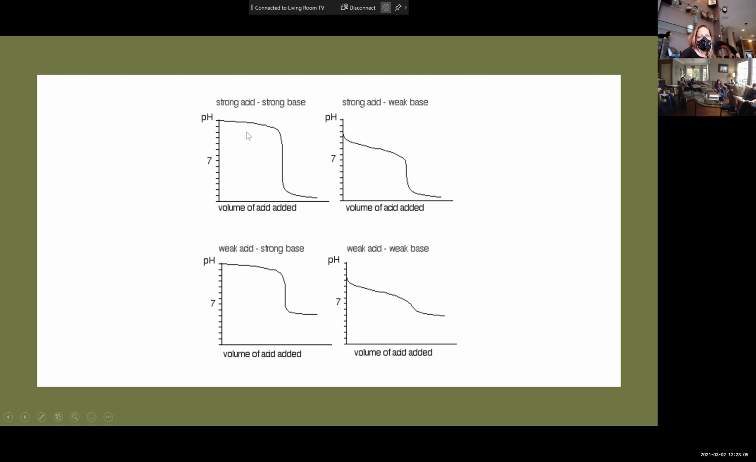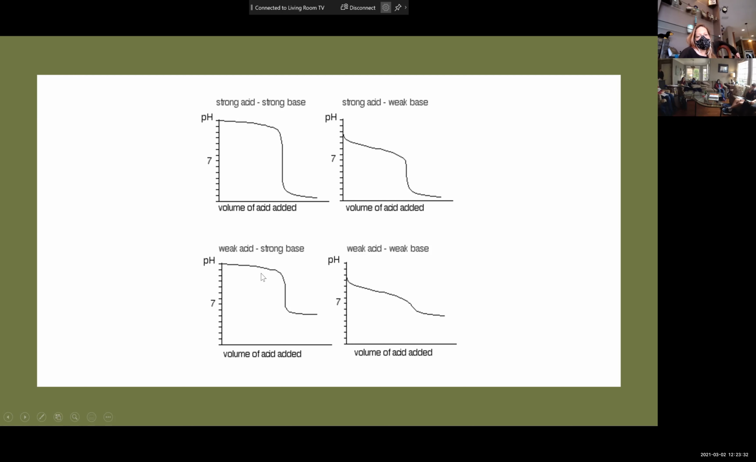And you can just see, right here, it's going to take a fair amount of acid. We have a strong acid and a strong base, so you're adding the acid to the base in this case. It takes a fair amount, and it looks almost like right angles, right? To me, it does at least. And this is strong and strong. And then if you look at this one where it's weak and weak, it's almost a straight line.